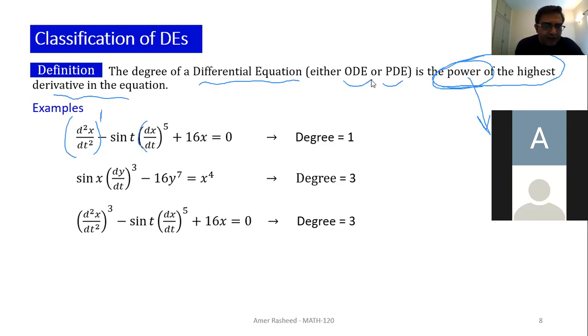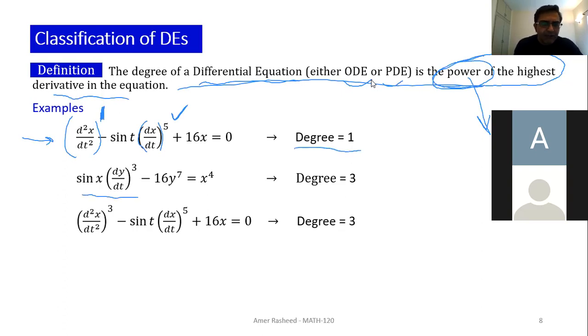What is the power of this first derivative? It is 5. Now, according to the definition of the degree, what will be the degree of this differential equation? The power of the highest order derivative, which is 1 here. So its degree is 1.